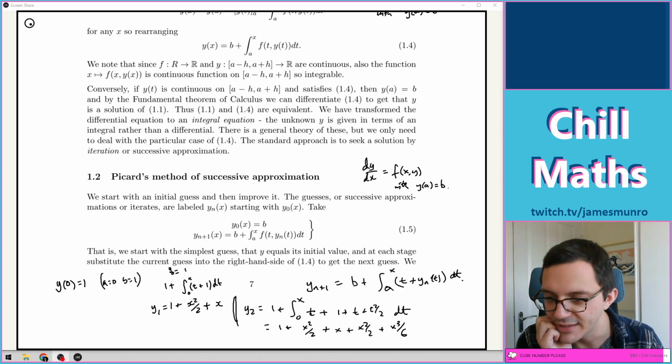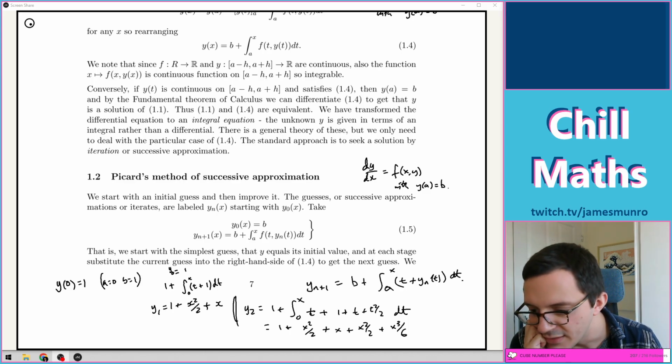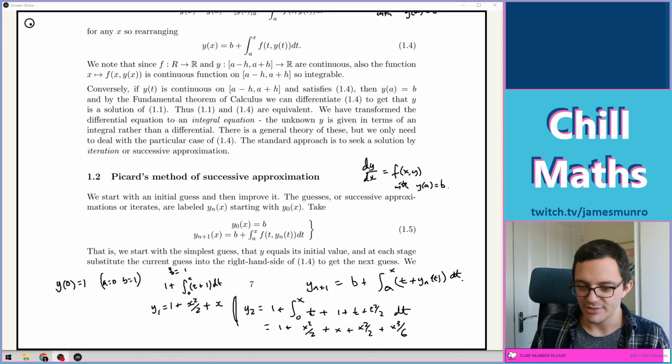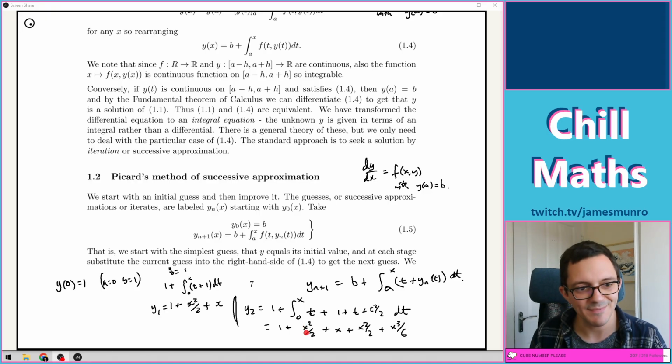So what do I think I'm going to get? To be honest, it's starting to look like e to the x plus some sort of x squared over 2 business, isn't it? I'm getting more and more of these terms. Look, here's an x squared over 2, but otherwise I'm getting terms from e to the x.